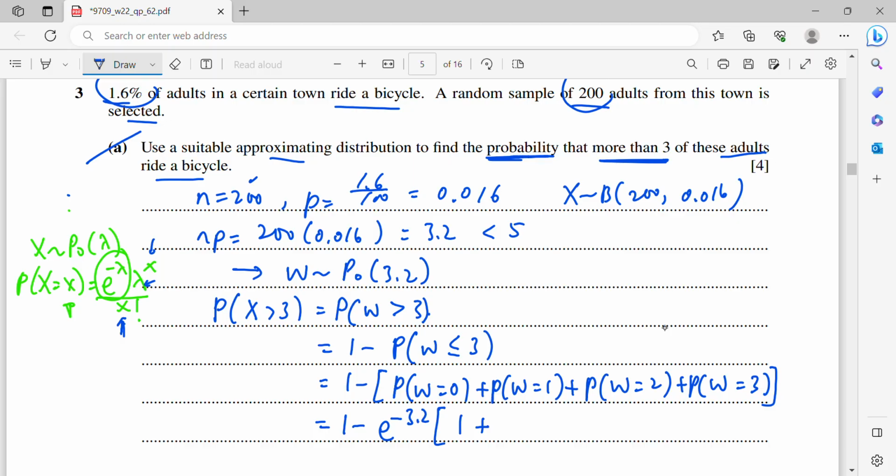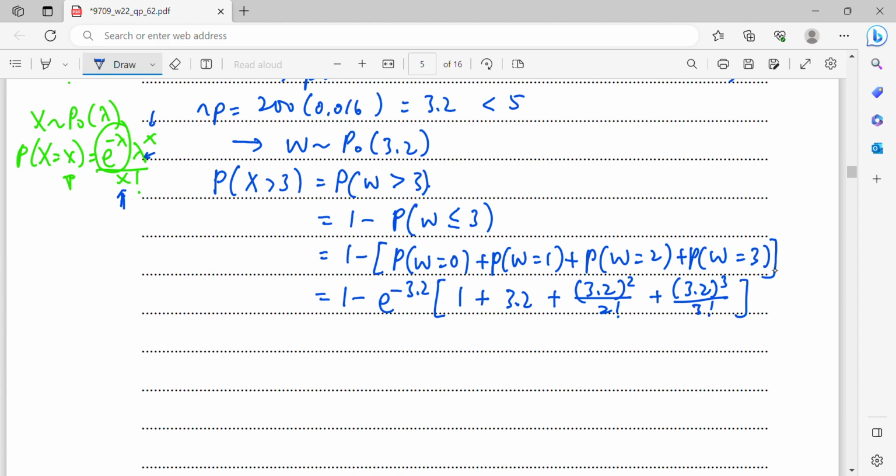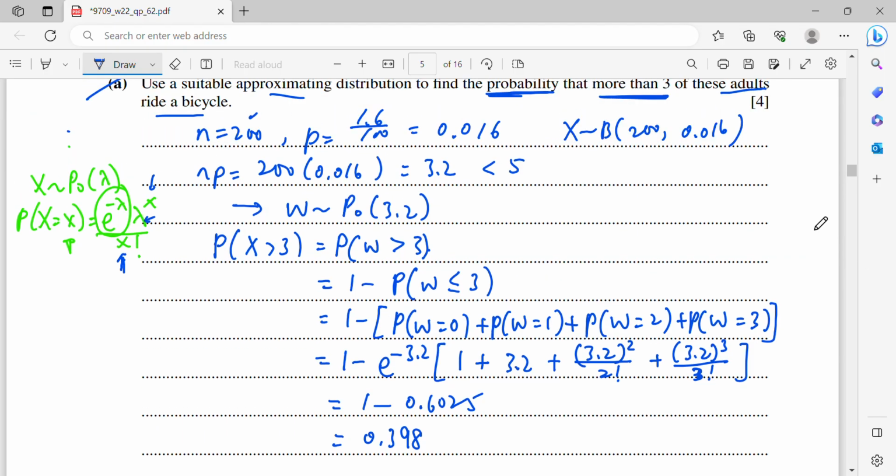Then the next one is going to be 3.2 to the power 1 over 1 factorial, so you can just write 3.2. The next is 3.2 squared over 2 factorial. And then the next one is 3.2 cubed over 3 factorial. Now when you calculate the values, it's going to be 1 minus 0.6025, and you will get 0.398, correct to 3 significant figures. So that's the solution for part A.